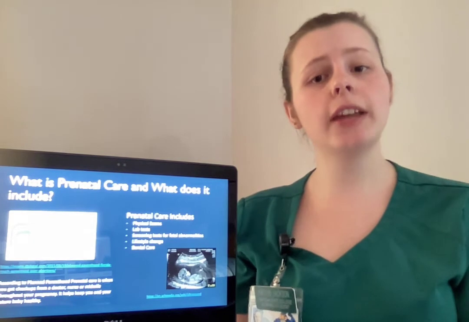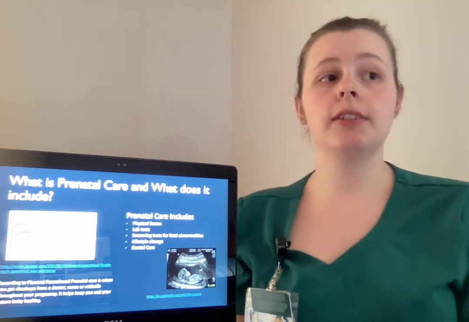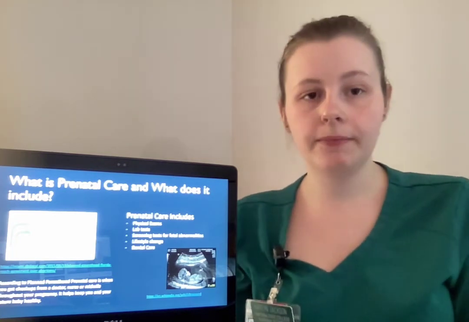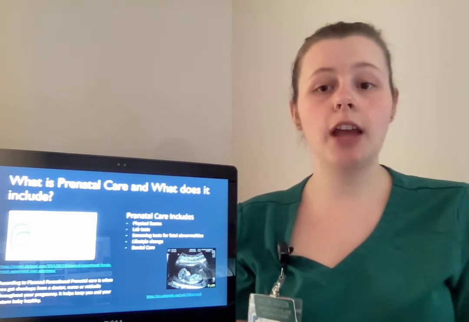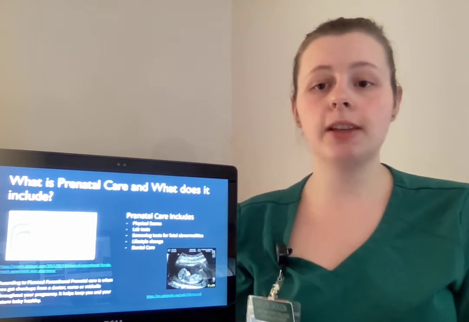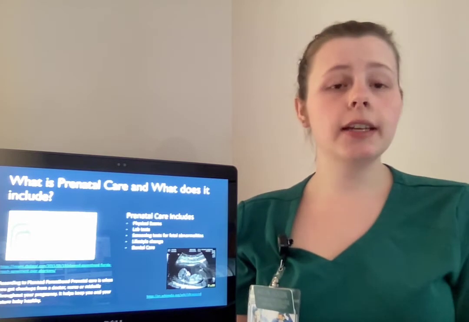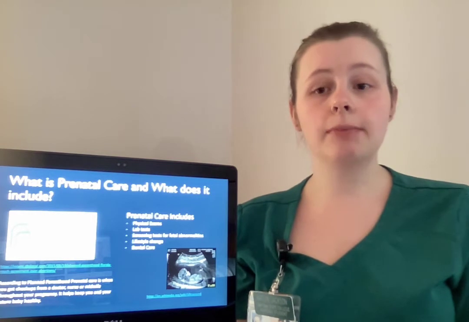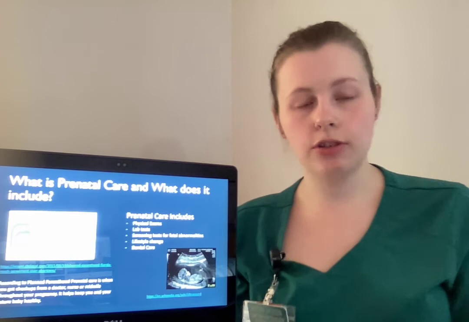Now, what is prenatal care and what does it include? Well, according to the Office of Assistant Secretary of Health, they state that prenatal care is the health care you get while pregnant. In another definition by Planned Parenthood, they state that prenatal care is when you get checkups from a doctor, nurse, or a midwife throughout your pregnancy. It helps keep you and your future baby healthy. Now, the Mayo Clinic gives several examples of prenatal care, such as physical exams, lab tests, screening for fetal abnormalities, lifestyle change, as well as dental care.